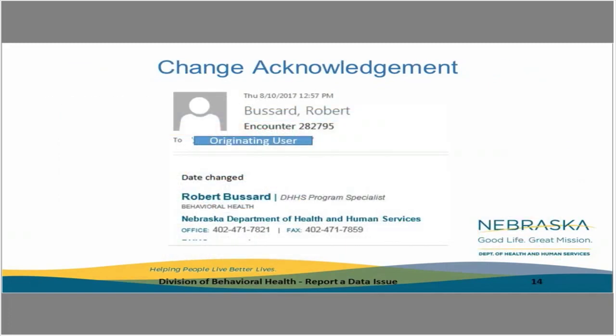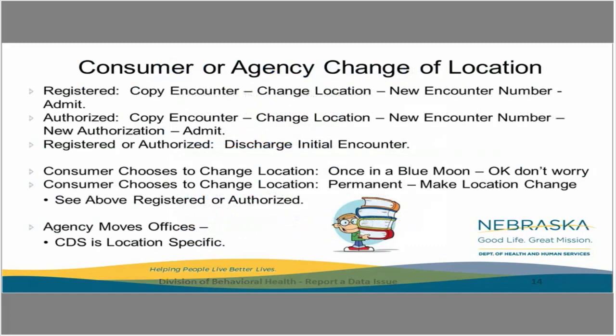After the change to the encounter is made, an acknowledgement is sent back to the originator through an open email system. No confidential information is exchanged within this email. The acknowledgement will include the encounter number in the subject field and what was done to the encounter. In this case, we changed a date. If an administrator cannot make a change, that will be noted in the email.